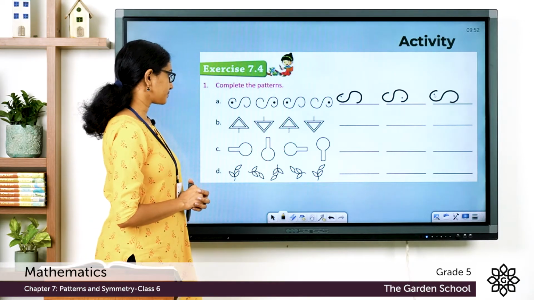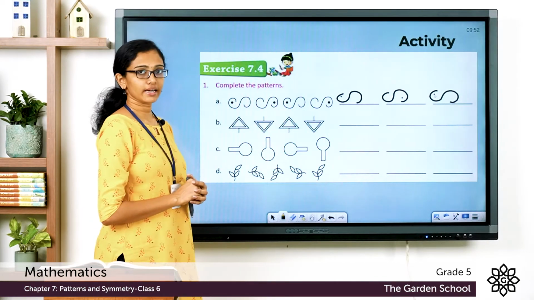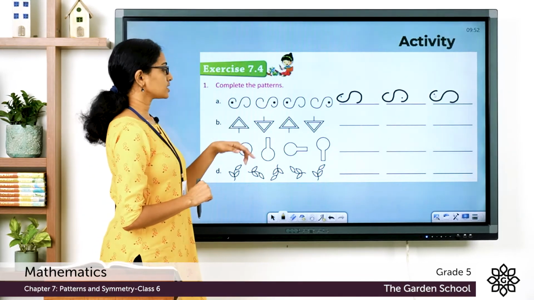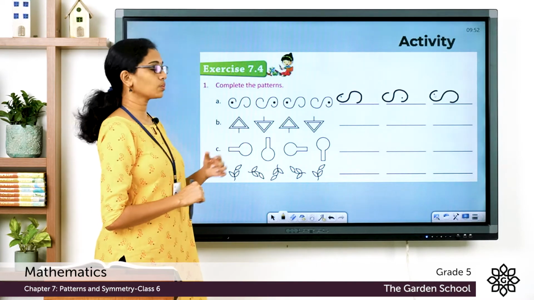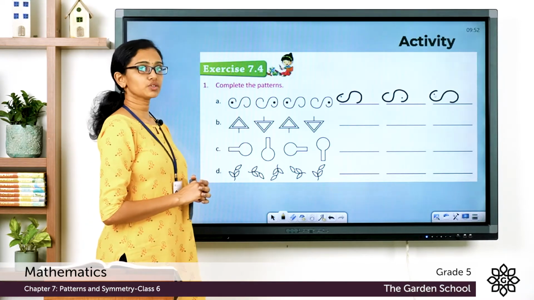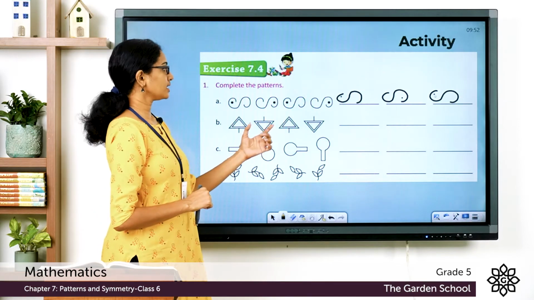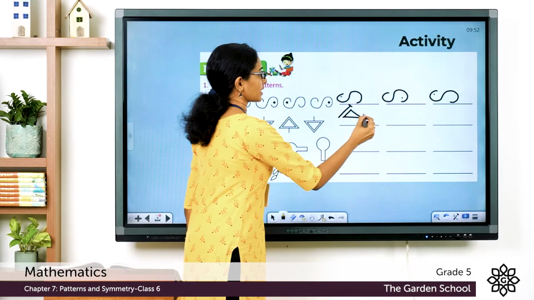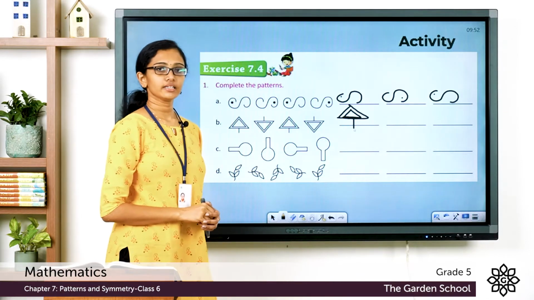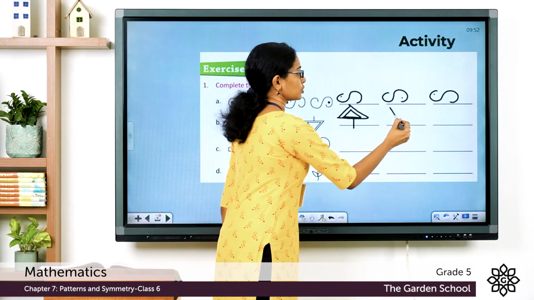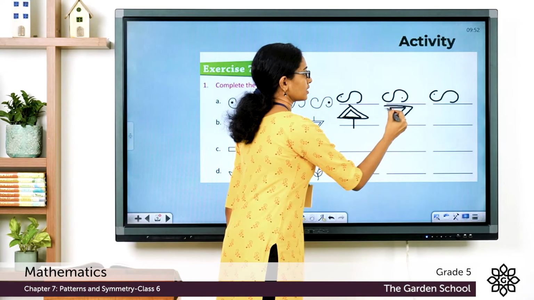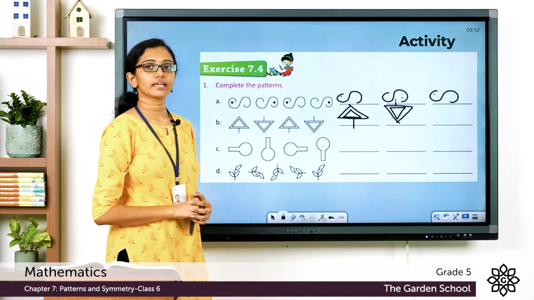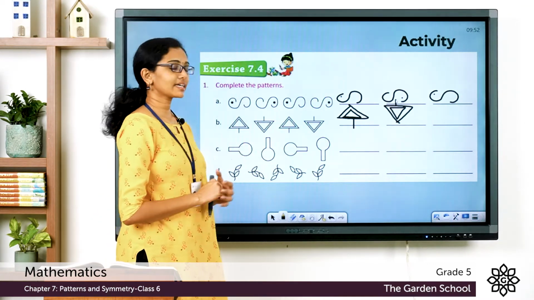Now the next one. You have an upward triangle and there is a straight line right below it. Then the given image is inverted. Then the first image, then the inverted image. Then what comes next? It would be the upward triangles, then the line, and the next would be the inverted triangles and the line. And it goes on like that. Similarly, you can complete the rest of the patterns in your textbook itself.